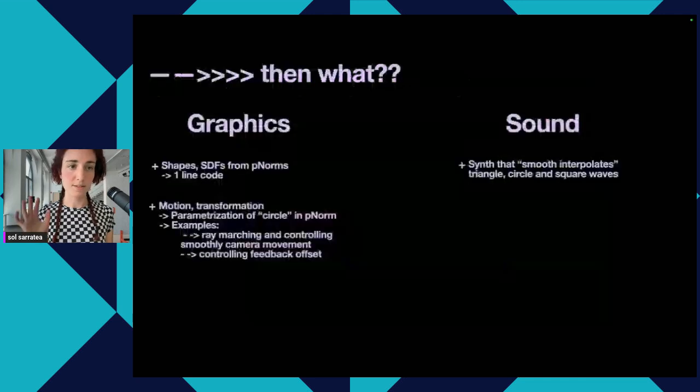And yes, in sound, you can have these smooth interpolations between waves. In graphics, you can use these values of p in a lot of different places, shapes or motion, and it's very nice to be able to explore both worlds at the same time.